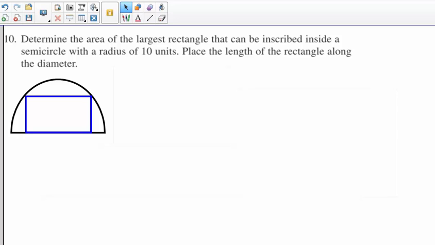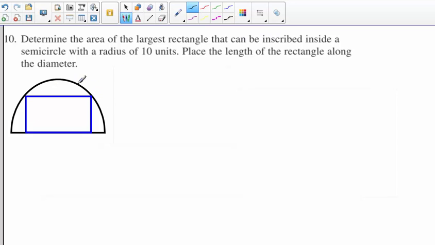I was asked to go over question 10 here from the optimization problems. Now I posted a solution previously, but maybe talking through it will help as well. If we look at the question, hopefully we understand it, and obviously the word inscribed may be something that's not super familiar, but Google will tell you exactly what that means.